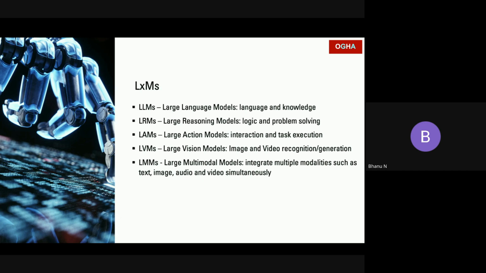Then LVMs, which are large vision models. Now we talked so far only about the language and the logic part of it, but these deal with image and video, so they can do pattern recognition. They can identify the objects. And they can generate based on prompts. If you want a certain kind of image, for example, the image on the left side, you can prompt it, and then you get that nice image. Or you can generate videos, and you can generate movies as well going forward.